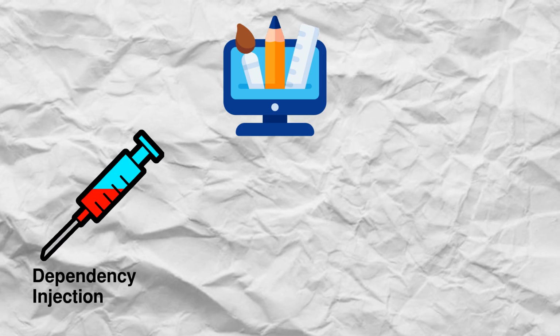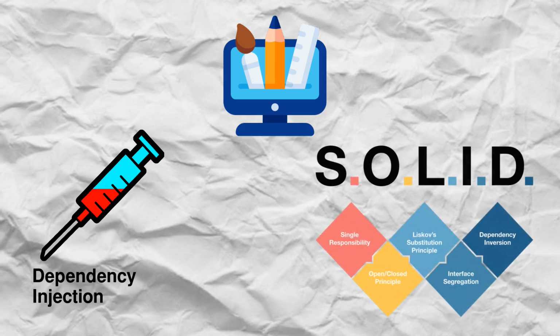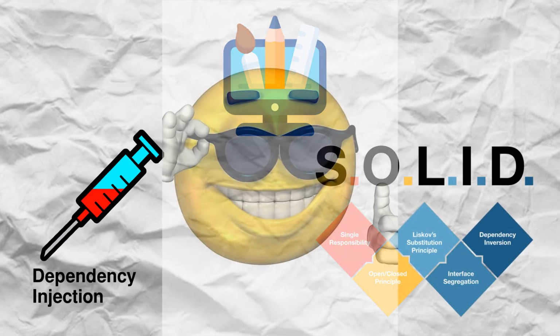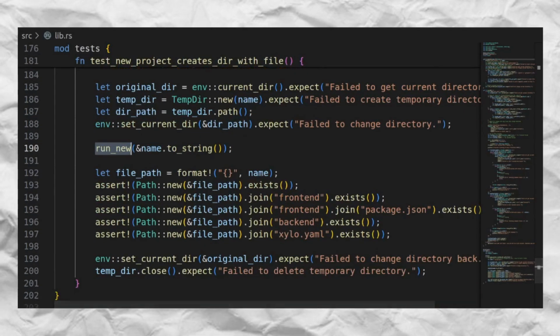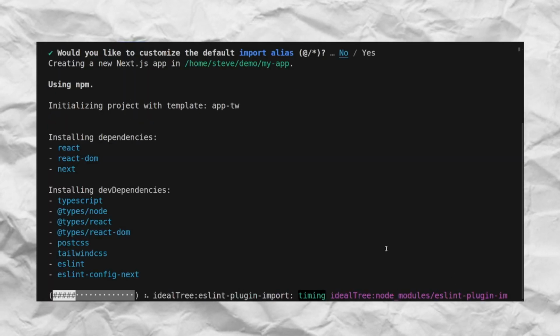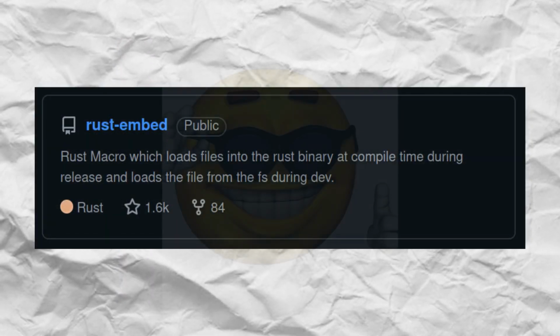It would be good to redesign all of the code to use dependency injection and classes that use SOLID principles so that I can properly unit test everything. I added one integration test that invokes the new command programmatically. It took several seconds to run at first because I was running the npm create next, npm install commands directly. However, now that I'm just copying template files using Rust Embed, it runs fast as lightning.